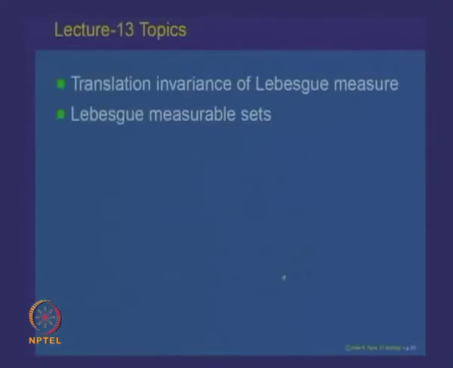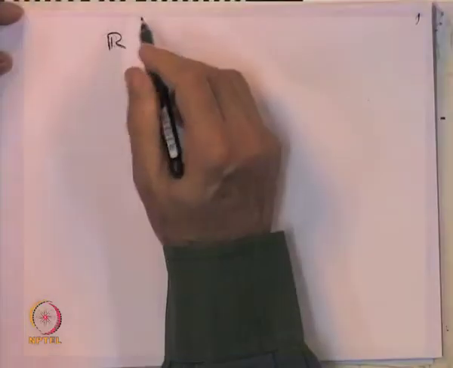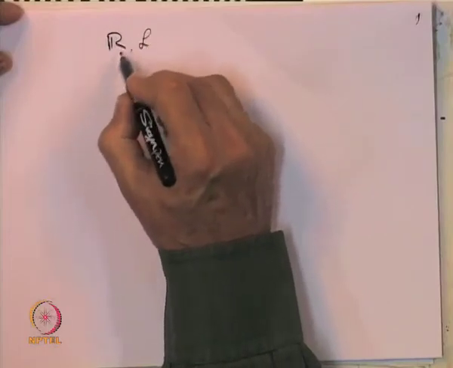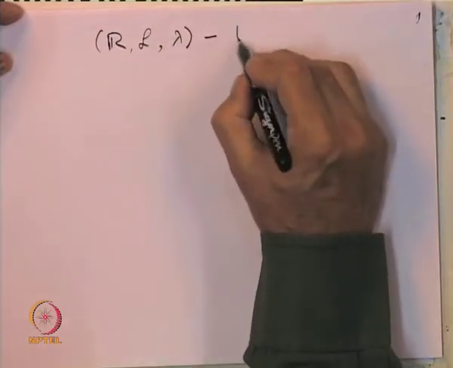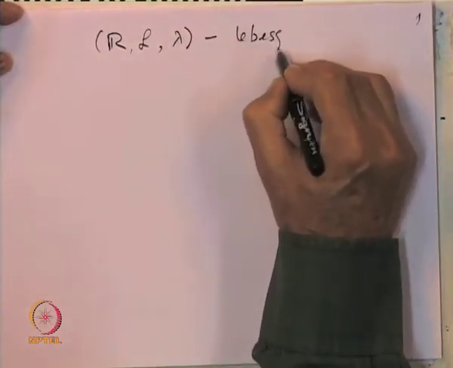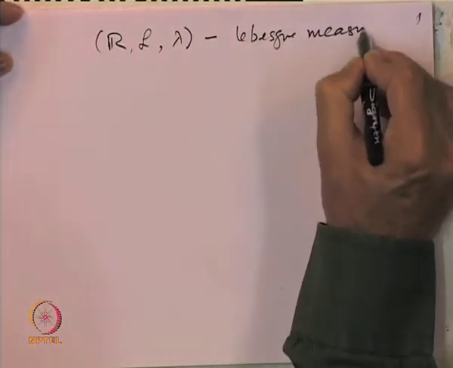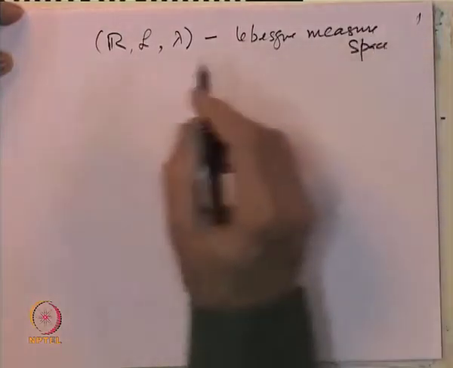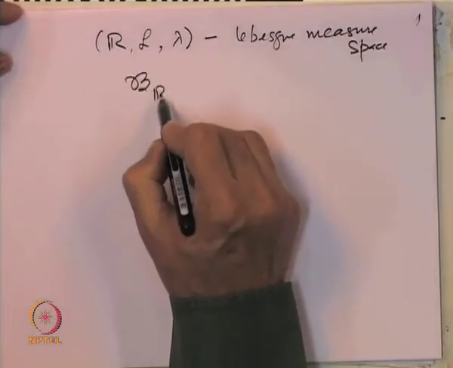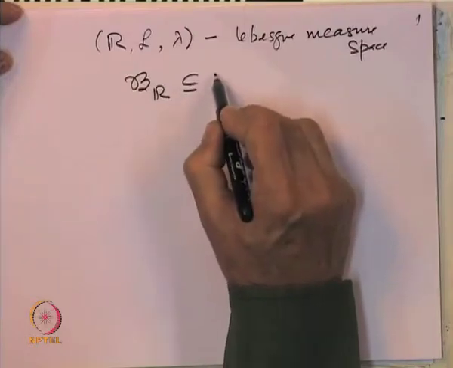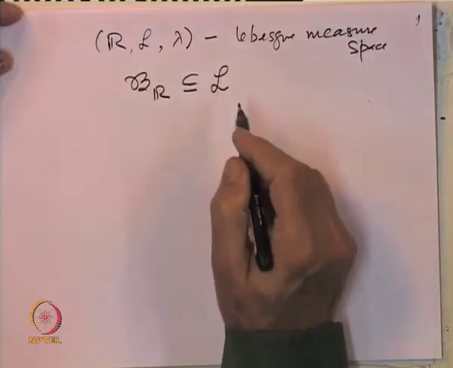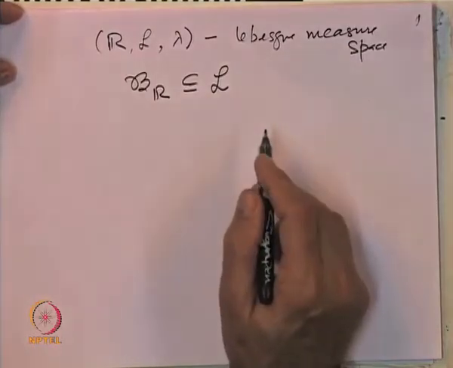So, let us recall that we have defined what is called the Lebesgue measurable sets, and that gave us the space, the real line, the Lebesgue measurable sets and the Lebesgue measure. So, this was called the Lebesgue measure space. And the Borel sigma algebra of the real line, the Borel subsets of the real line, form a sub sigma algebra of Lebesgue measurable sets. So, these properties we had seen, and now today what we are going to look at is the following.